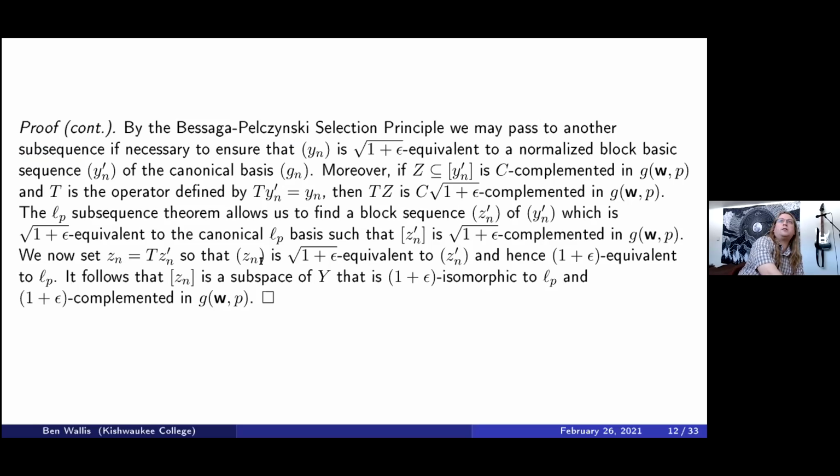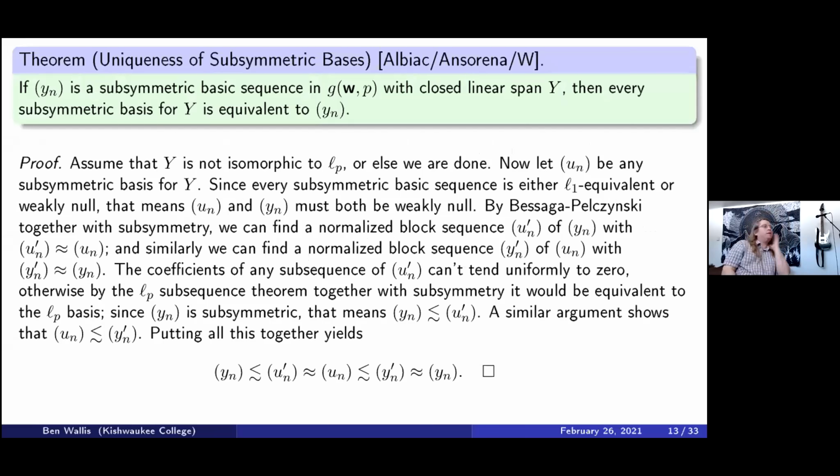And that's your sequence. That's the sequence that spans an almost one complemented subspace of the Garling sequence space, and which is almost one equivalent to LP. Indeed, almost isometric to LP. And so that's how you prove this particular theorem. Okay, so that's an example of how to use the LP subsequence theorem. And pretty natural, pretty obvious.